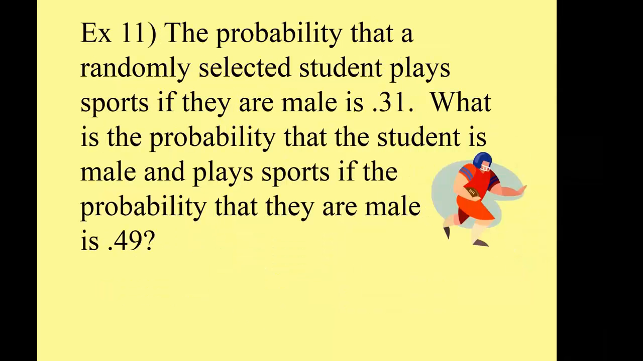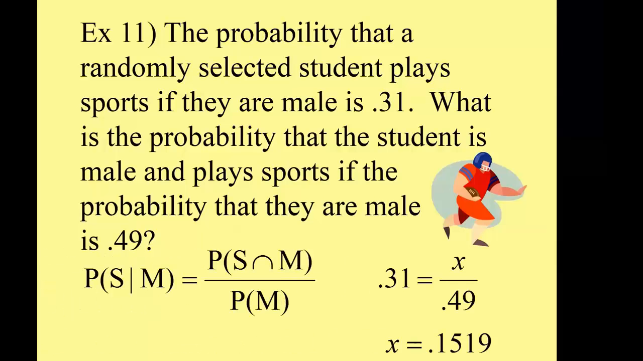Okay, another one. The probability that a randomly selected student plays sports if they're male is 0.31. What's the probability that the student is male and plays sports if the probability they're male is 0.49? Okay, so we have to really think about what information they're giving us. Let me put it up there so we can see the change of the statements.